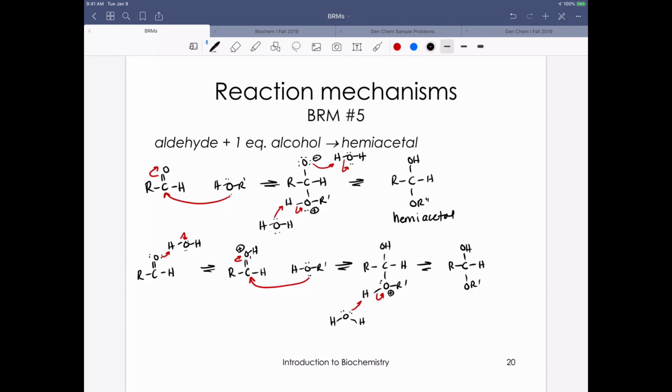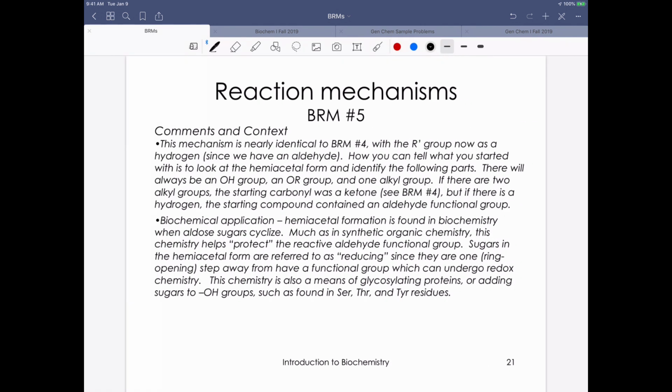So again, a couple of things to comment on here. If we kind of draw some parallels to what we saw on our previous mechanism, this mechanism is nearly identical to what we saw in reaction mechanism 4. So hopefully this was a pretty straightforward one for you to do immediately following reaction 4. Now the R group, that again was the rest of the molecule in a ketone, that was a carbon, we now have a hydrogen since we have an aldehyde.